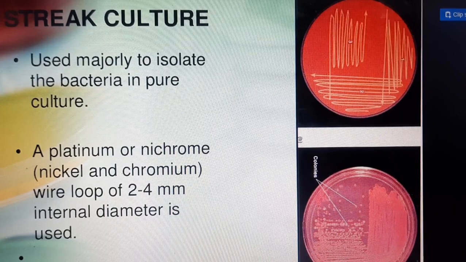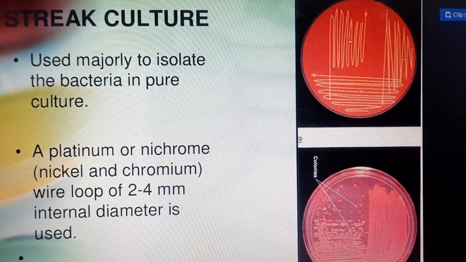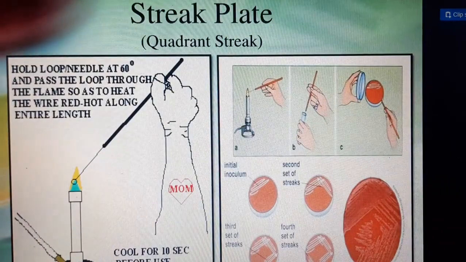A loopful of specimen is placed onto the surface of the dried plate near the peripheral area, so this is named the primary inoculum. These streaked plates are incubated at 37 degrees Celsius for overnight incubation.